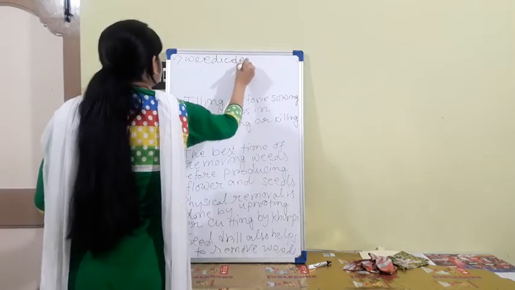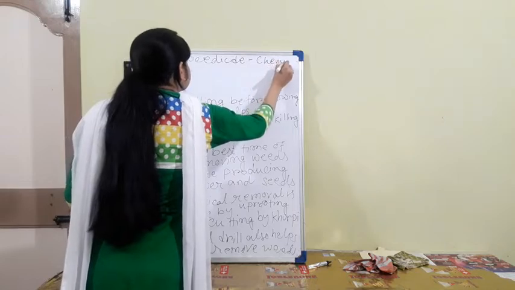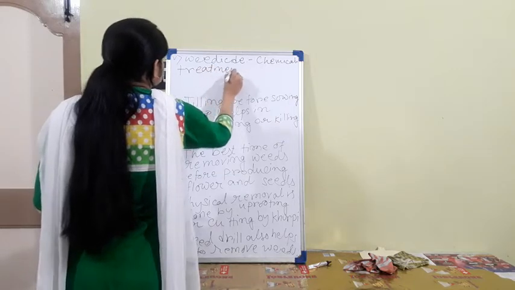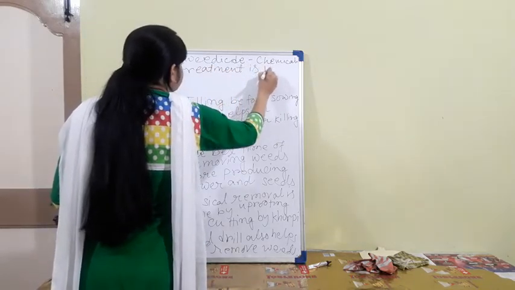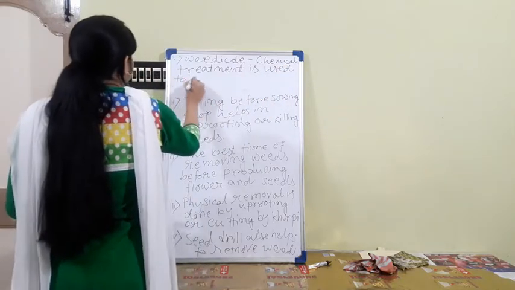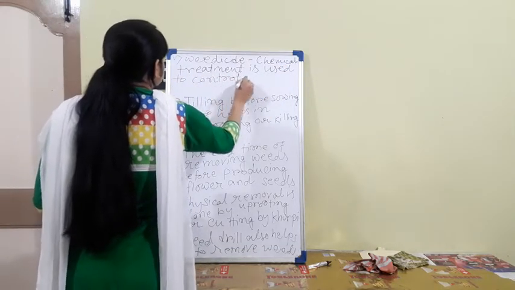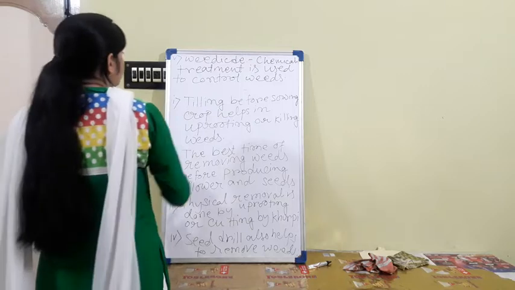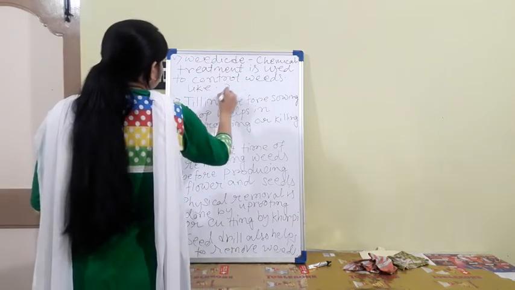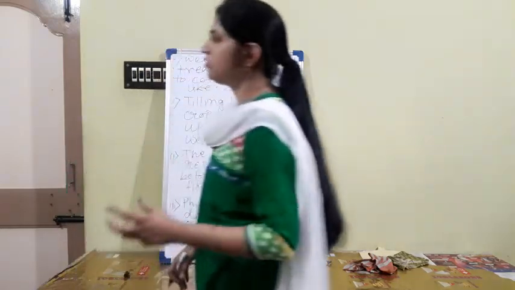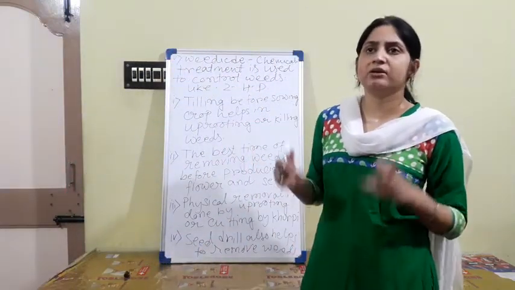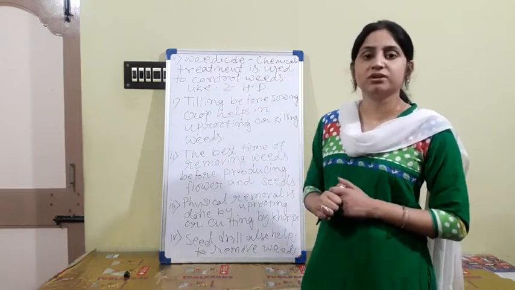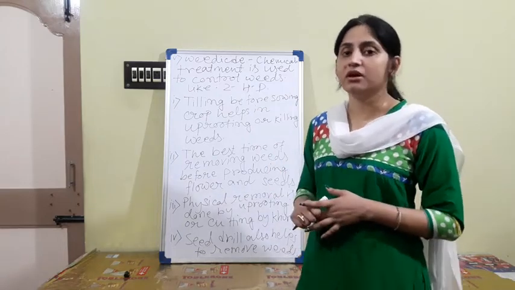weedicides. Chemical treatment is used to control weeds. That is called weedicide. These chemicals are called weedicides, for example 2,4-D. Okay, so many chemicals are there that they can use. You have seen that farmers use so many chemicals that are sprayed by a machine. That is weedicides. So the chemical that is used to remove the weeds is called weedicides.